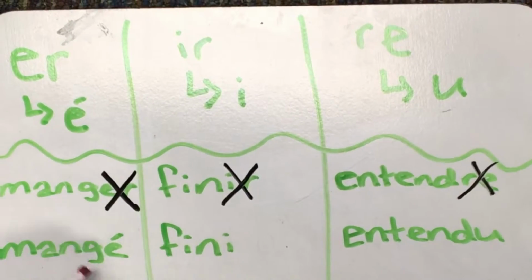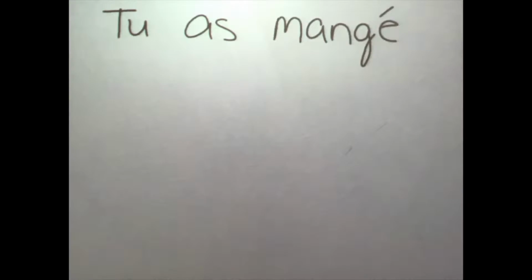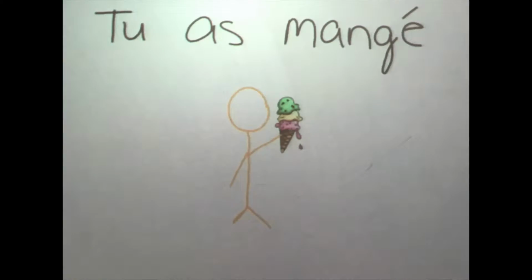Here's the passé composé sentence using an er verb. Tu as mangé. Tu is the subject, a is the conjugated form of the helping verb, and mangé is the past participle. You ate.